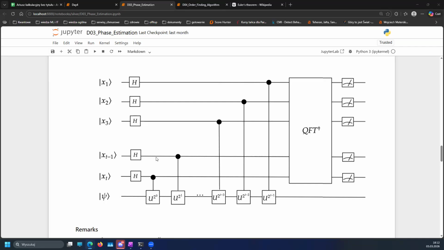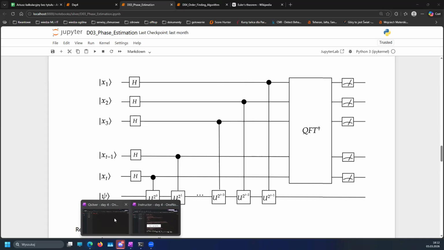Then onto this, using the second to last qubit from this register, we apply u squared. Then if we have here like the third qubit, then we would apply controlled u to the power of 4, then controlled u to the power of 8 gate, and so on and so on.